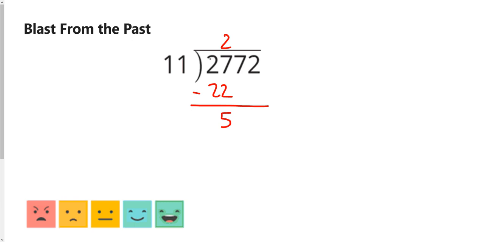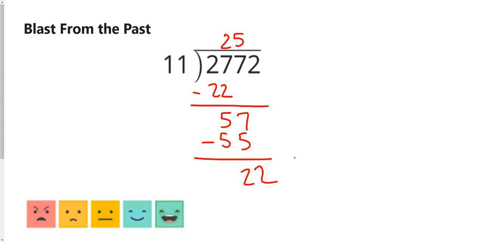And that leaves us with 5. Does 11 go into 5? No, so we're going to drop down to 7. How many times does 11 go into 57? 5 times. 11 times 5 is 55. And we're going to subtract the 55 off, and we get 2.